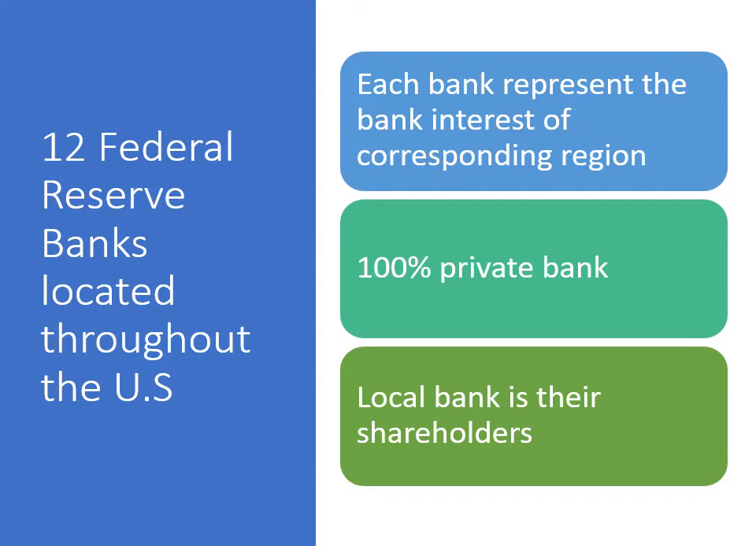And then for the 12 federal banks located throughout the US, I'll call them the local Fed. Each bank represents the banking interests of its corresponding region, like San Francisco or Chicago. And they are 100% private banks, privately owned by corresponding shareholders. And who are their shareholders? The major and large local banks are the local Fed shareholders.